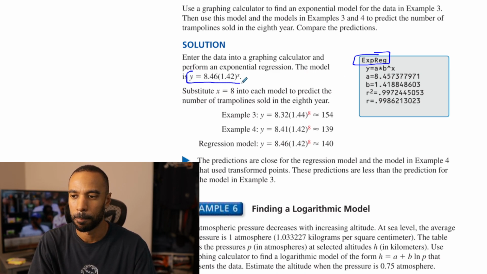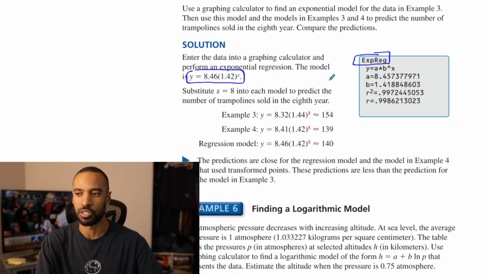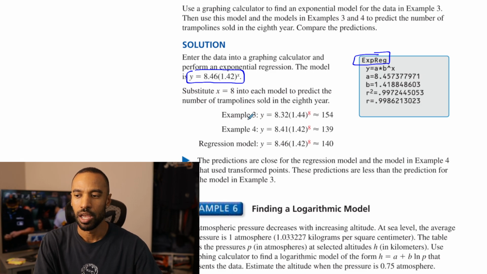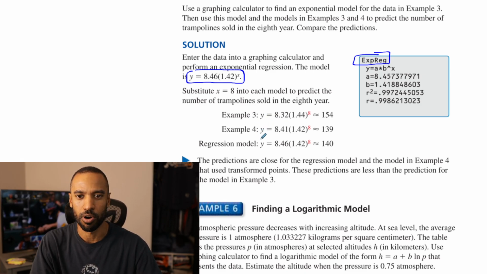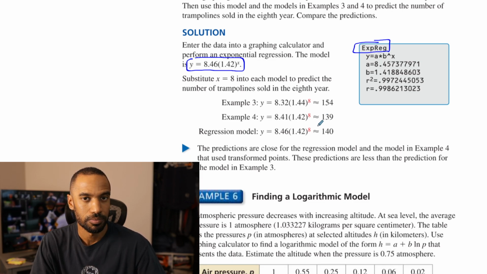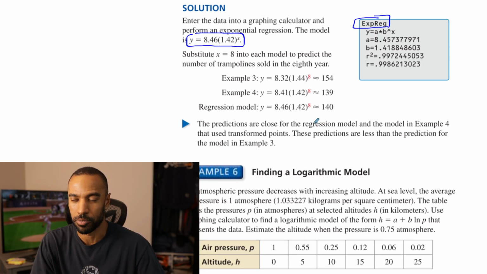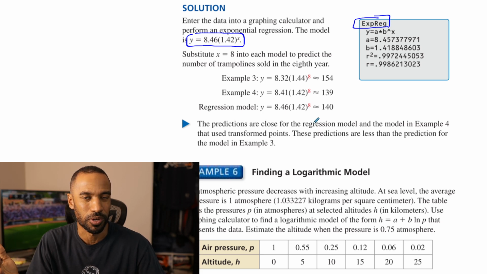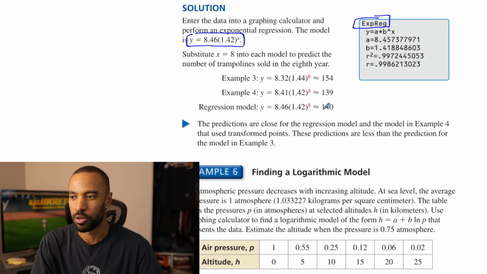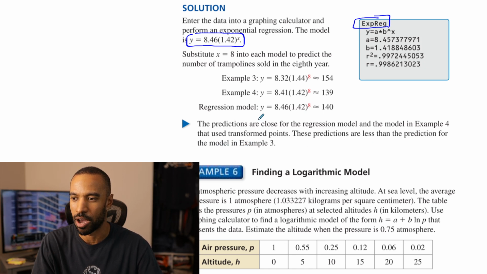And there's that example. They say substitute 8 into each model to predict the number of trampolines sold in the 8th year. Our example 3 model, example 4 model, and regression model are here. Now regression should be closest because that's the one that's done through a computer. It's done through a computer, so this should be closest. Predictions are close for the regression model and the model in example 4 that use transformed points. These predictions are less than the prediction for the model in example 3.